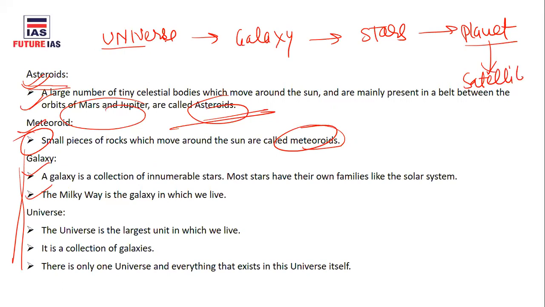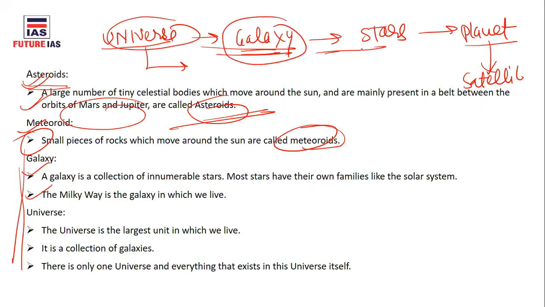That means one universe consisting of millions of galaxies. Okay, remember always: one universe consisting of millions of galaxies, one galaxy consisting of millions of stars. That means millions of star systems, and one star system consisting of various planets. For example, in our solar system the 9 planets have been identified. There may be many more planets, right? And in the planet you will have different types of satellites.